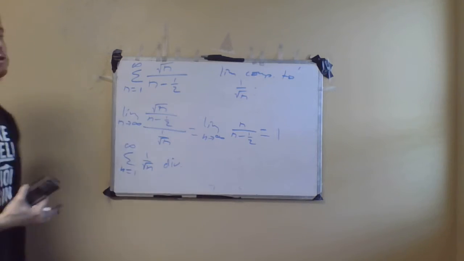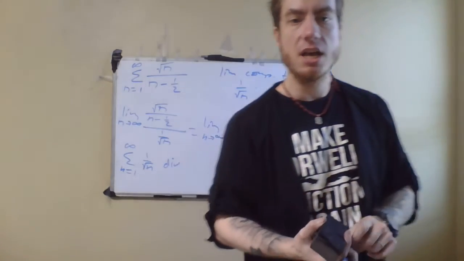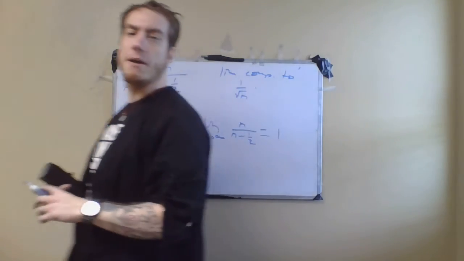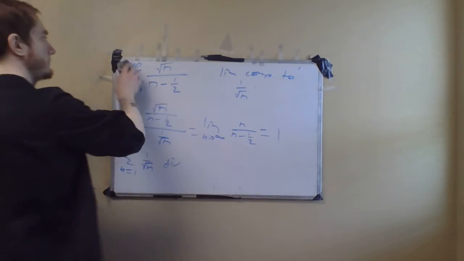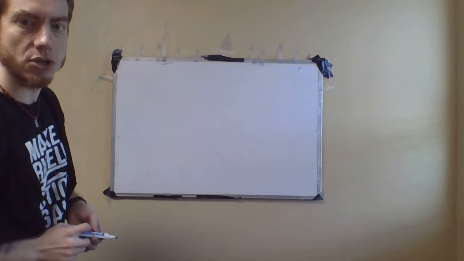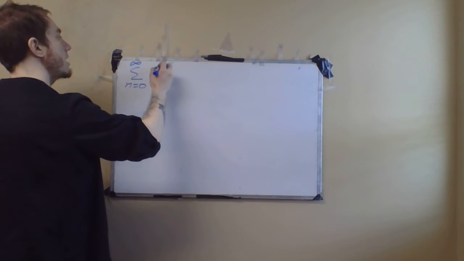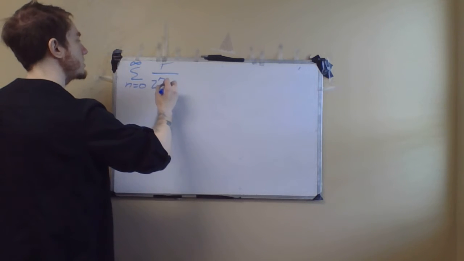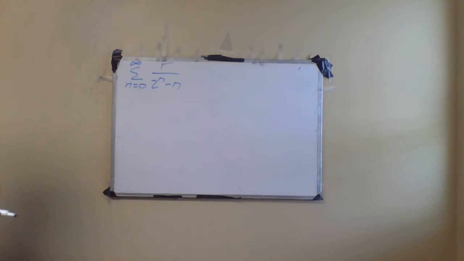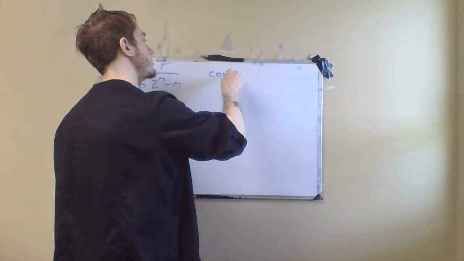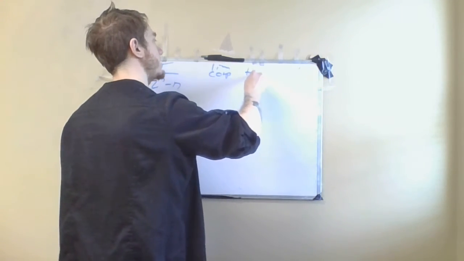Now, there are other tricks for doing limit comparisons as well sometimes that you want to look at, but that is one of the most useful. Here's another example of doing a limit comparison test. So let's suppose that we need to do the sum from n equals 0 up to infinity of 1 over 2 to the n minus n. Well, in this case, I'm going to do a limit comparison to 1 over 2 to the n.